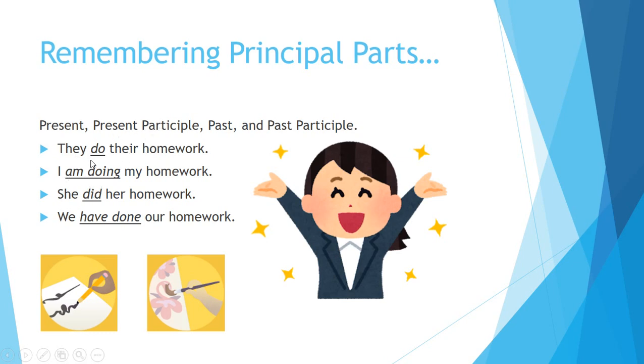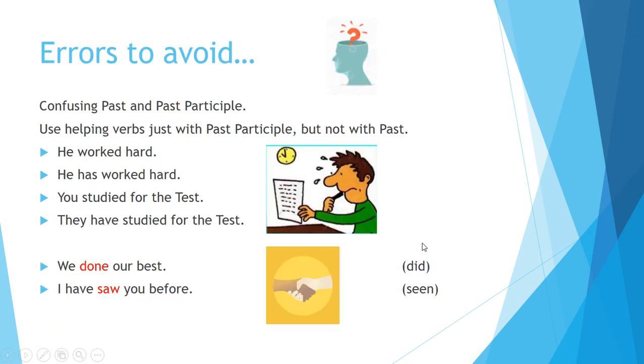Then the present participle is the base form plus -ing, doing, and the auxiliary of the verb be. Then for the past we have just the past conjugation of the verb, and for the past participle the participle conjugation of the verb plus the auxiliary or helping verb have. So when I say auxiliary, I'm talking about the helping verb.